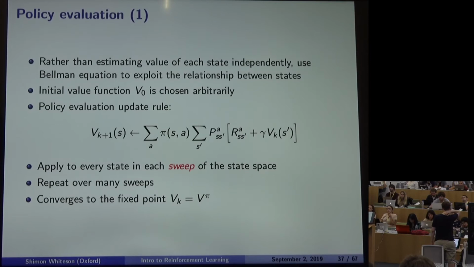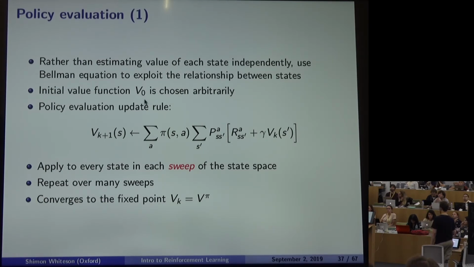Okay, so let's look first at how policy evaluation works. The idea behind efficient policy evaluation is to exploit the Bellman equation. So rather than estimating or computing the value of each state independently, we're going to use the Bellman equation to exploit the relationship between states so as to compute these values more efficiently. So here's the idea. We start with some initial value function.